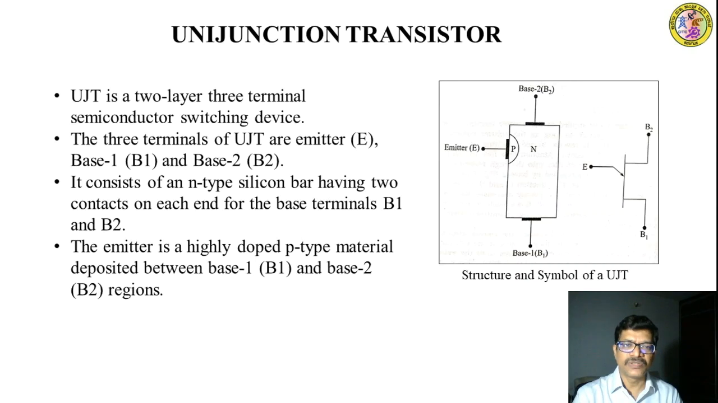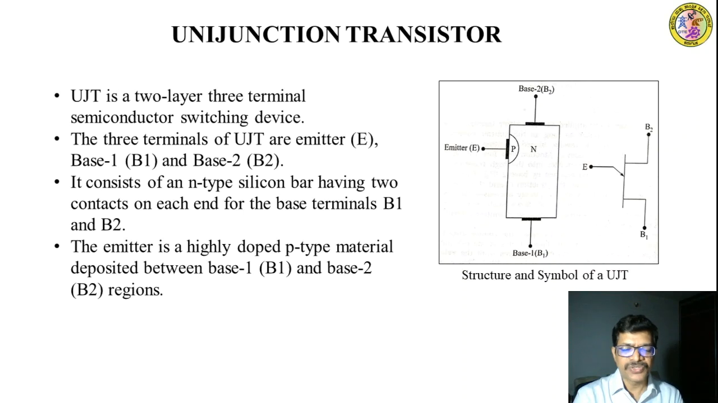We will come to the next topic, unijunction transistor, that is UJT. A unijunction transistor or UJT is a two-layer, three-terminal semiconductor switching device. The three terminals of UJT are emitter E, base 1 B1 and base 2 B2.